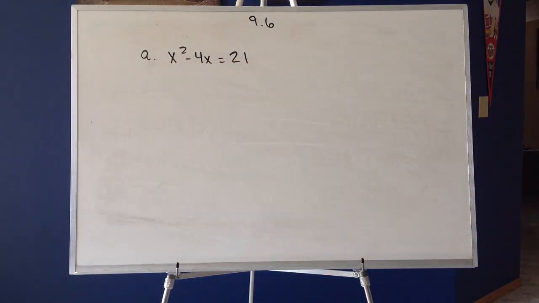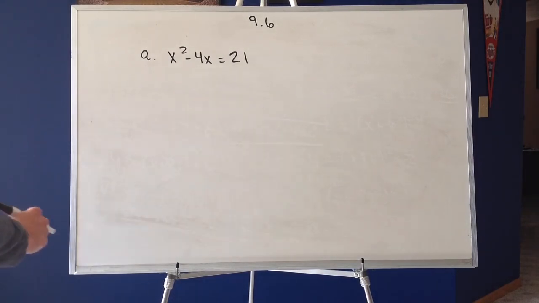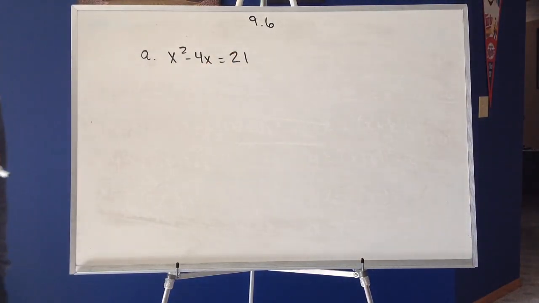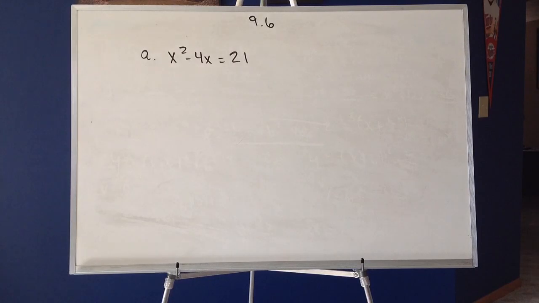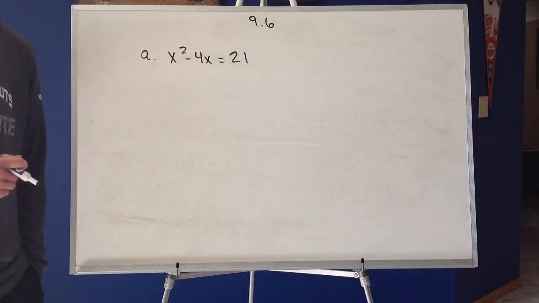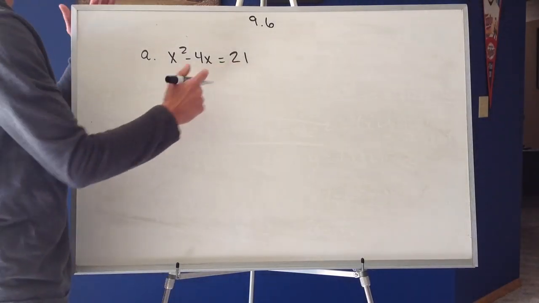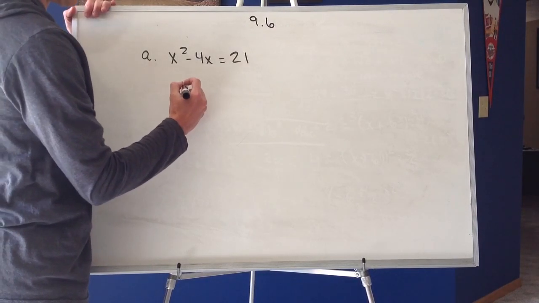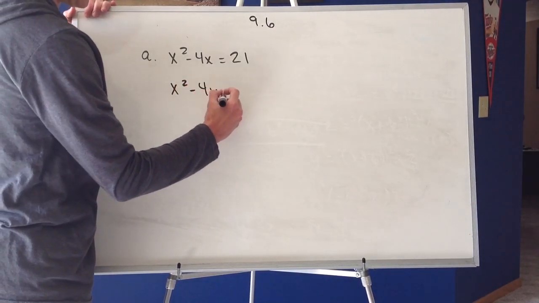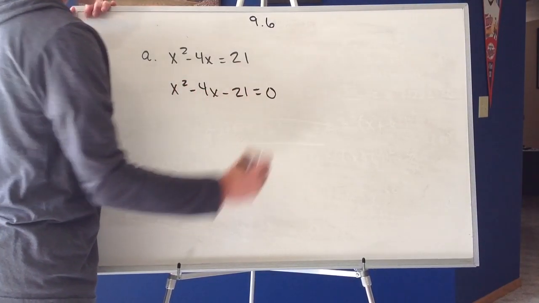Okay, so this is the first one that you guys have. Now, first thing you have to do is it has to be set equal to 0. If it's not set equal to 0, then you cannot plug it in the quadratic formula. So I'm going to subtract the 21 to the other side, so it gets set equal to 0.